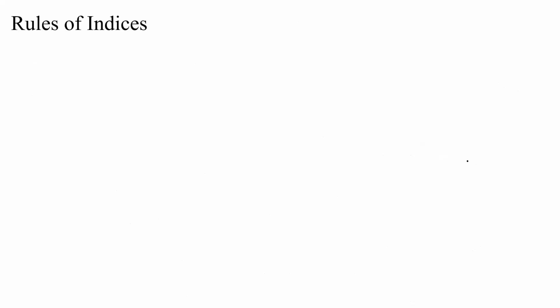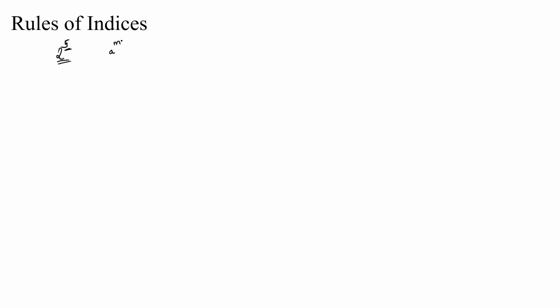Now we have rules of indices. So what is an index? If you have any number, 2 raised to power 5, this 5 is the index of this number 2. You have any number a raised to power another number m. m is called the index of the number.